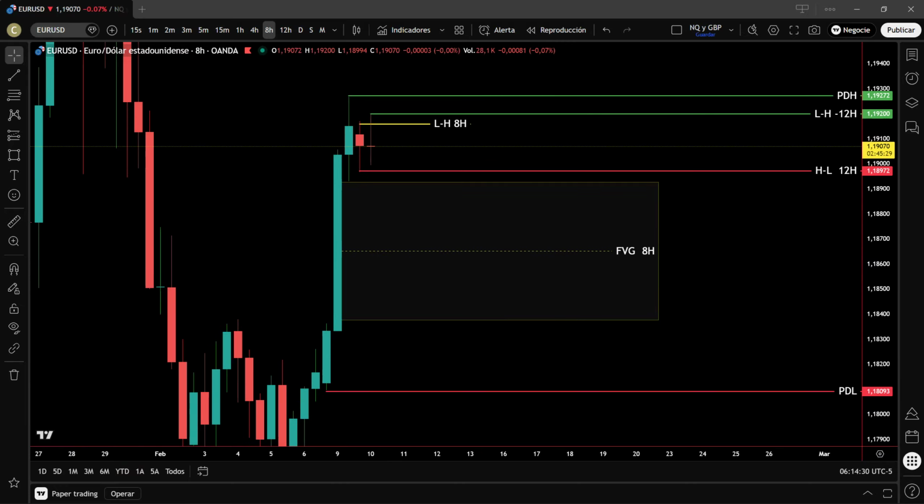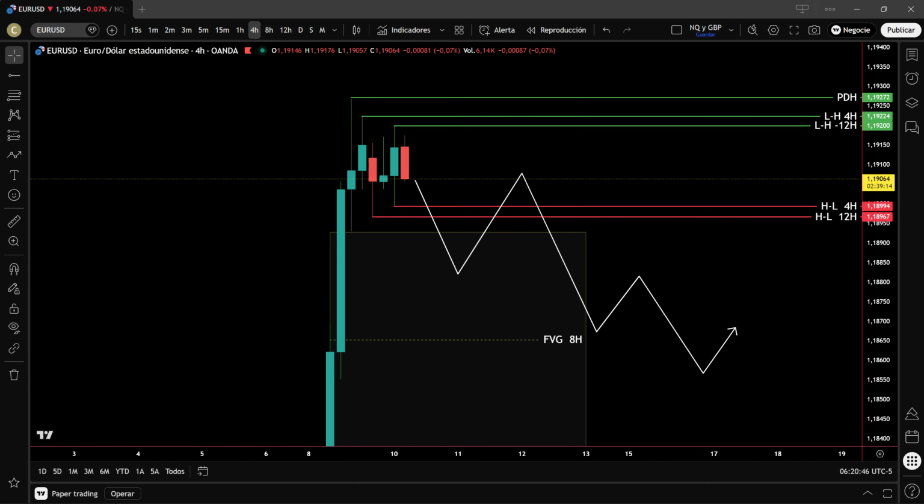We are refining the 12-hour fair value gap by adjusting it to the 8-hour timeframe. This refinement allows us to define a much more precise area of interest. As you can see, price is already showing sensitivity as it interacts with the upper boundary of this new institutional block. On the 4-hour timeframe, we define a technical scenario based on the distribution of bearish liquidity.